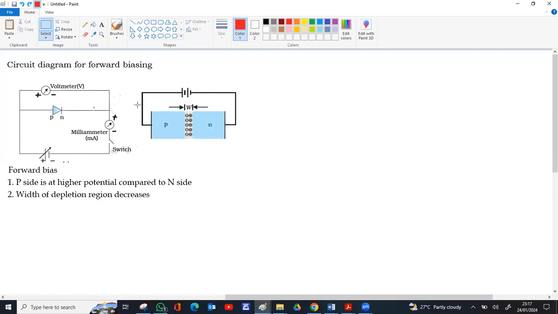So the P side is at positive potential, the N side at negative potential. The actual width was this much before connecting the cell, before biasing. But since the electrons and holes enter from both sides, the width starts decreasing and becomes lower and lower.